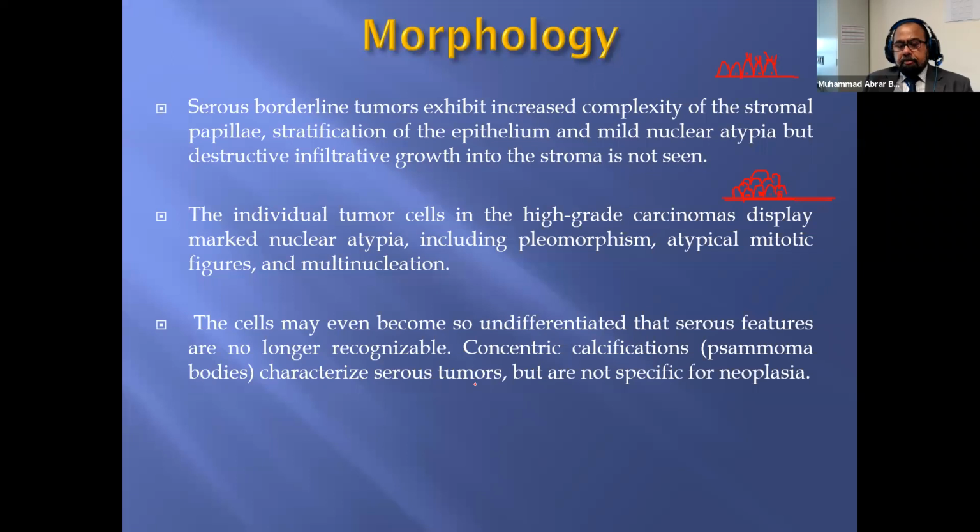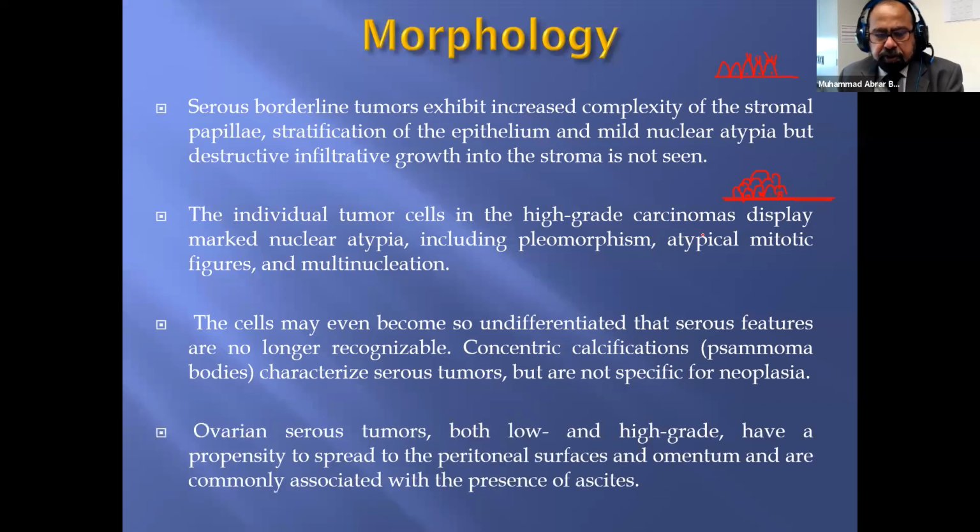Concentric calcification, which is called psammoma body, characterizes serous tumors, but they are not specific for that. So the majority of the time we have seen a psammoma body. And what is a psammoma body? Psammoma bodies basically show a dystrophic calcification or necrotic tissue. And they form a rounded structure, and I'll show you how it looks like. So these are the features actually of the serous cell. You will not see psammoma body in mucinous carcinoma or in any other ovarian tumor. So this is specifically seen in the serous tumor.